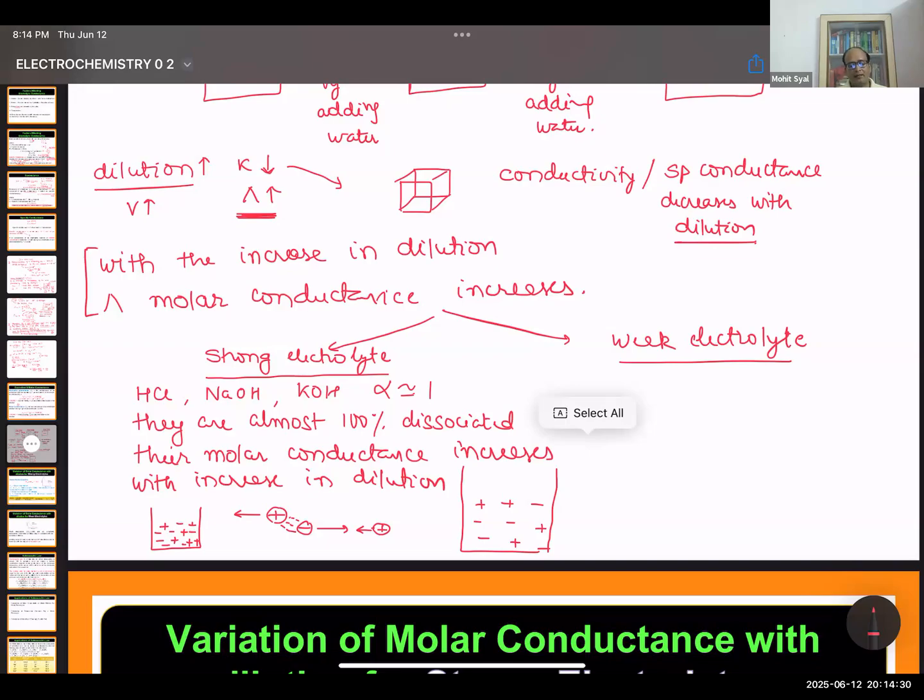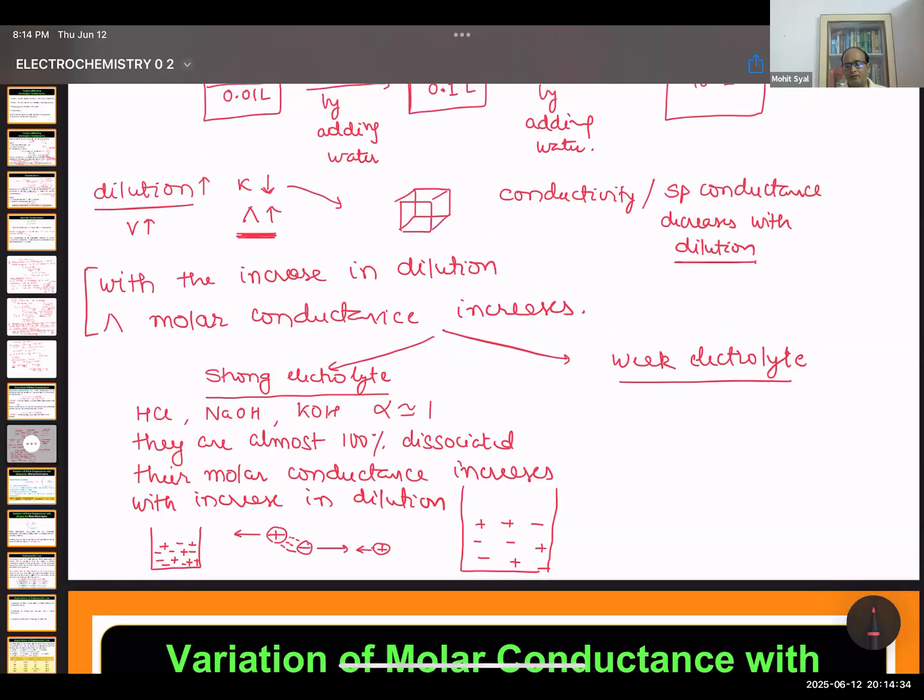For weak electrolytes, weak electrolyte do not dissociate completely. Okay. Weak electrolyte like acetic acid. So Jasleen, acetic acid is a weak acid.